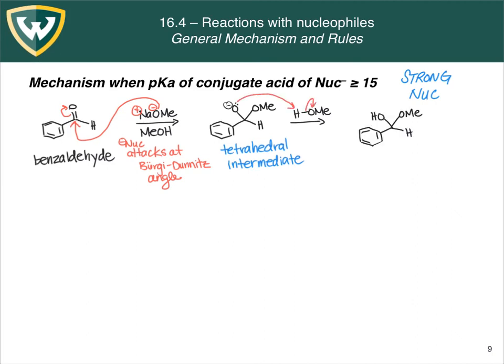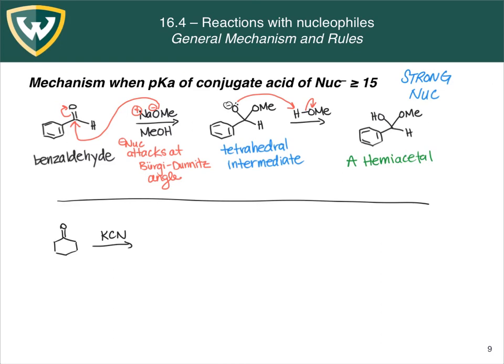So the result of this reaction is something called a hemiacetal, and we'll talk more about acetals and hemiacetals in the next video. But all the strong nucleophiles are going to react by this type of mechanism. So I'll do one more example, and then I'll leave you with a set of aldehydes and ketones and a set of nucleophiles, and you can mix and match those to your heart's content to practice these mechanisms. So here we're going to treat a ketone, in this case cyclohexanone, with potassium cyanide.